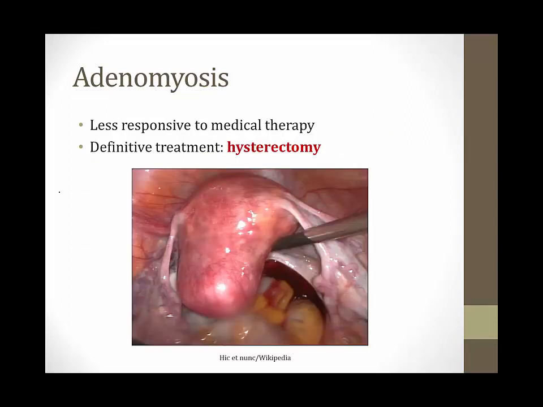In women with adenomyosis who still wish to have children, medical therapy can be tried using the same drugs that are used for endometriosis. Although adenomyosis is often less responsive to medical therapy, the definitive treatment is hysterectomy to remove the uterus. This is a picture of a normal uterus coming out during hysterectomy here on the screen to remind you of that. This is reserved for women who are highly symptomatic and have already completed childbearing.